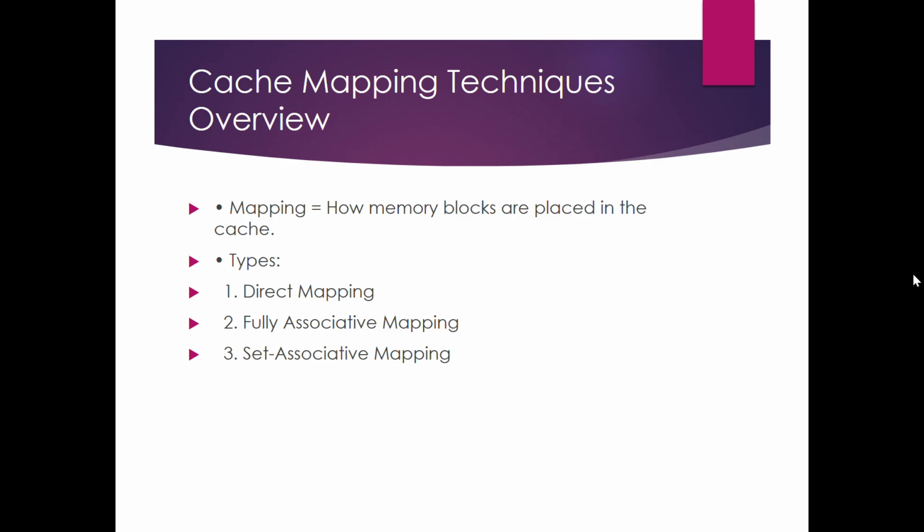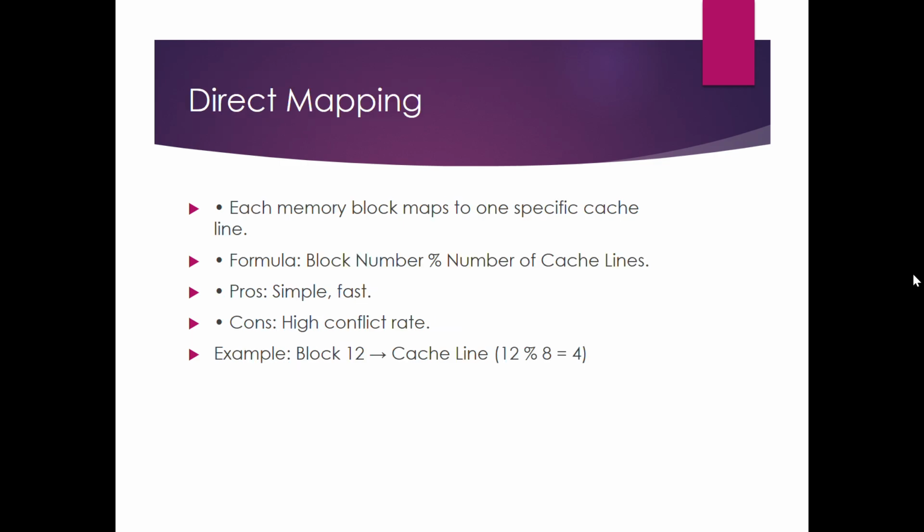Cache mapping techniques overview. Mapping decides where blocks are placed in the cache. We have three types. One, direct mapping. Two, fully associative mapping. Three, set associative mapping. So we talked about the three types of mapping.